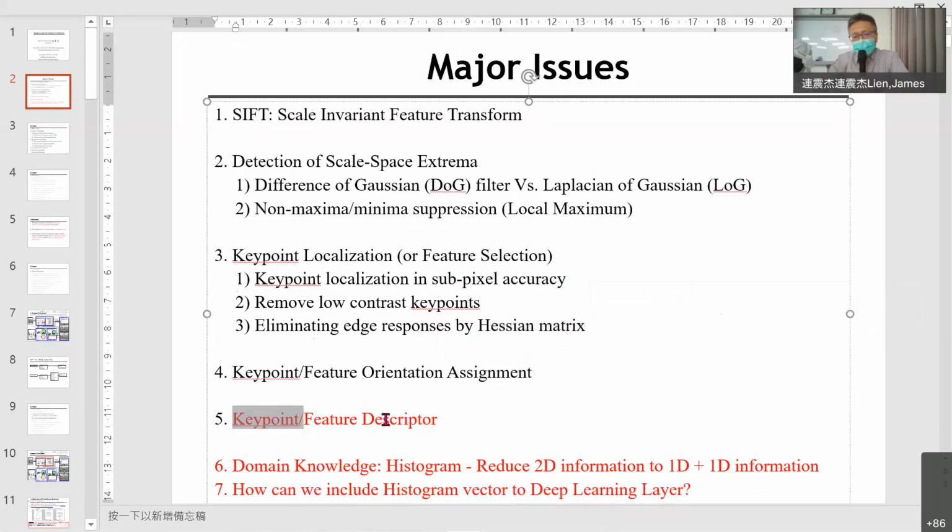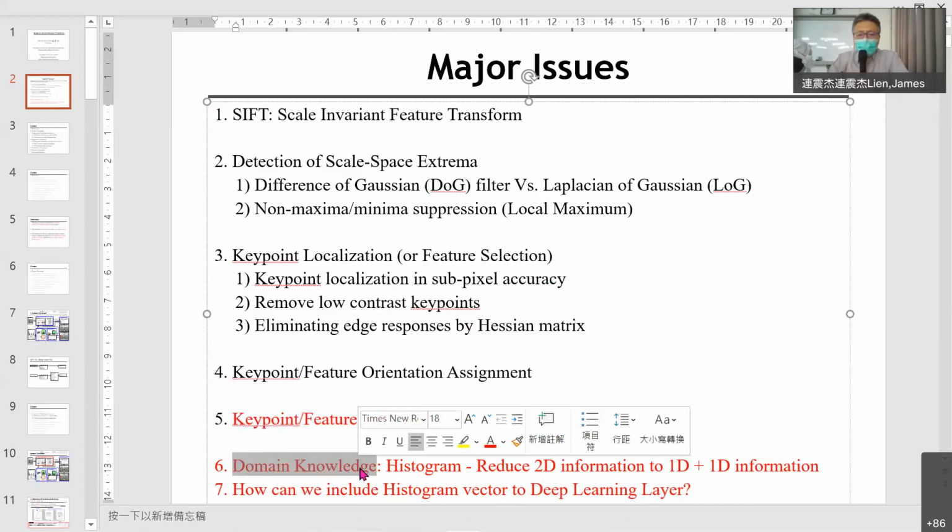And finally, we talk about the feature or keypoint descriptor. Before that, I will mention a little bit about domain knowledge. What does domain mean? Domain means space, like eigenspace. The space is a kind of domain. First, the Fourier transform goes to the frequency domain: spatial domain, frequency domain, temporal domain, the time axis.